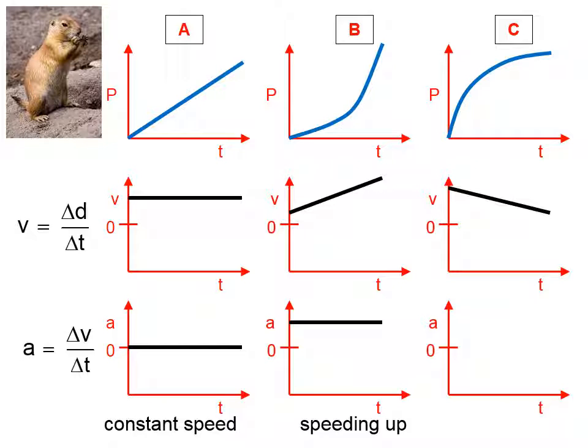The acceleration time graph is found by looking at the slope of the velocity time graph. This is a negative slope that is constant, so the acceleration time graph looks like that. This would be an object that's slowing down.